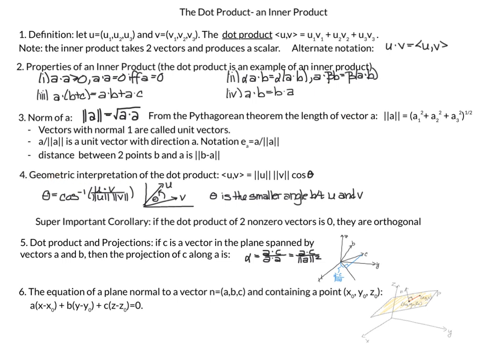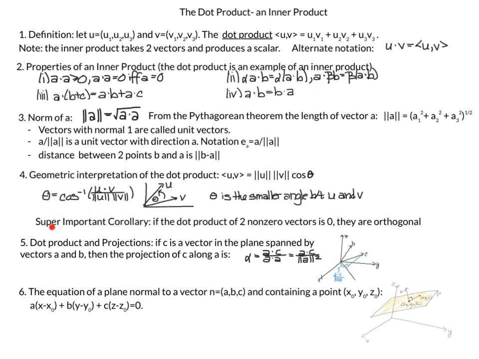Next, we'll look at the geometric interpretation of the dot product, which is just as important as the algebraic interpretation. So you want to be familiar both with this algebraic definition as well as this geometric interpretation. u dot v is equal to the norm of u times the norm of v times cosine theta. So what you can see is this dot product gives you information about the angle theta, which is the smaller angle between u and v.